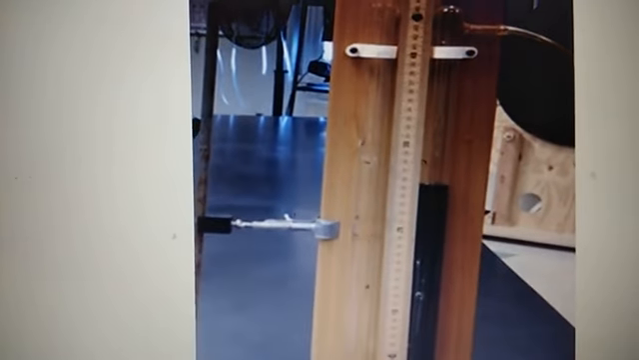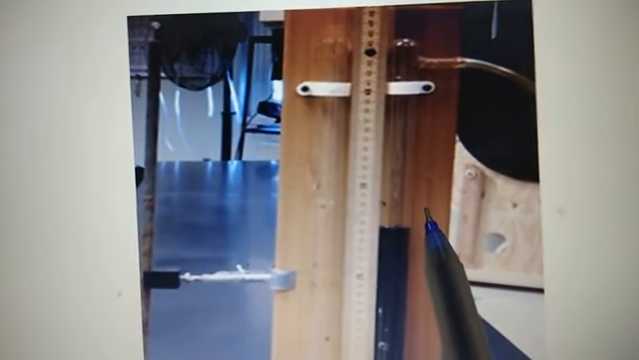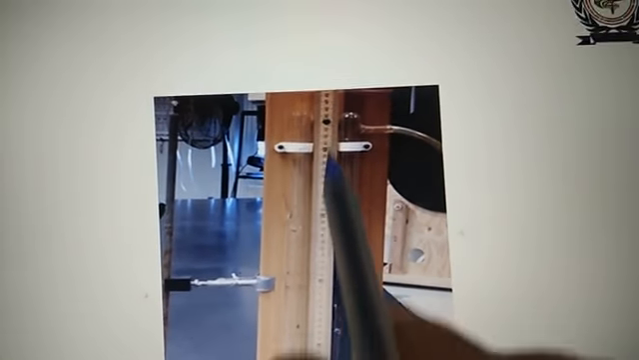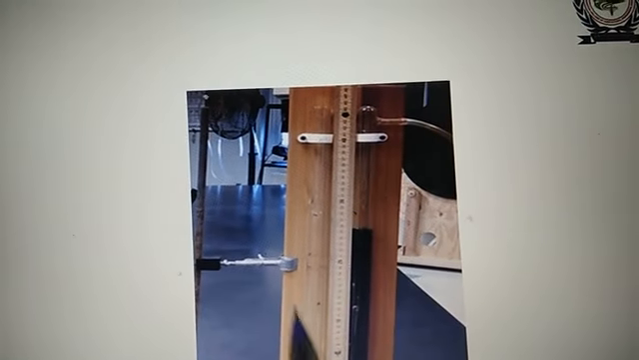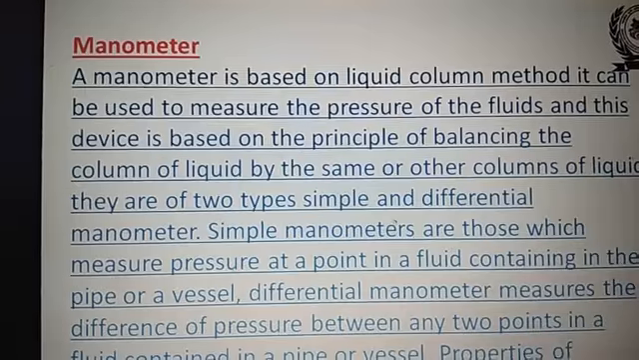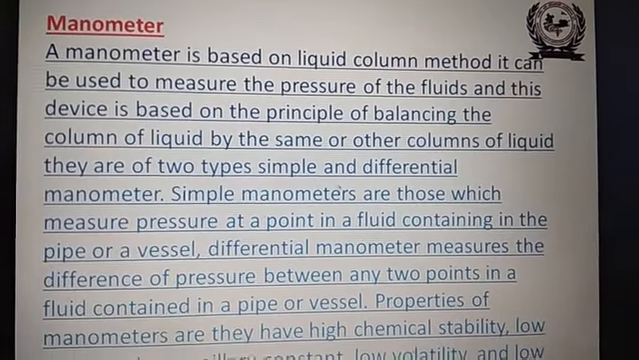Here you can have the liquid in this tube. This is the glass tube here. So this glass tube is filled with the liquid, and the height of the liquid will decide how much pressure is exerted. This manometer is used for pressure measurement as a liquid column method. So a manometer is based on the liquid column method.